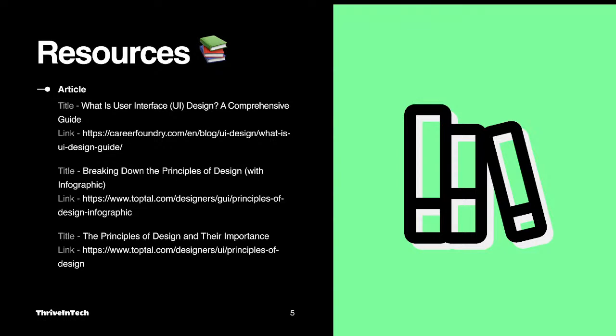And the last article I want us to read is The Principles of Design and Their Importance. They went further to talk about the importance of these principles of design. This article is also by Toptal. So all these resources, if you go through them and spend more time with them, they are more than enough for you to understand UI design and also its principles. So yeah, these are all the resources you need.